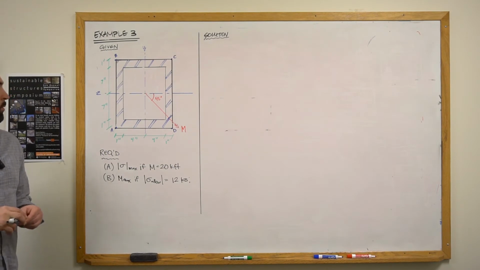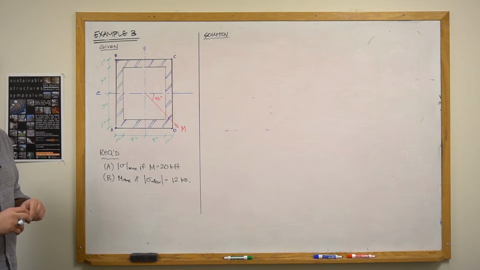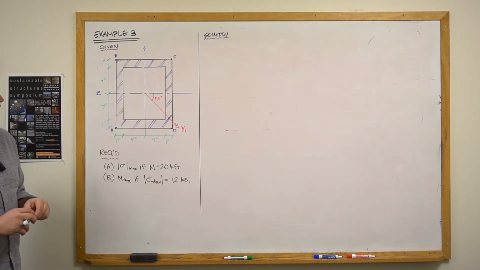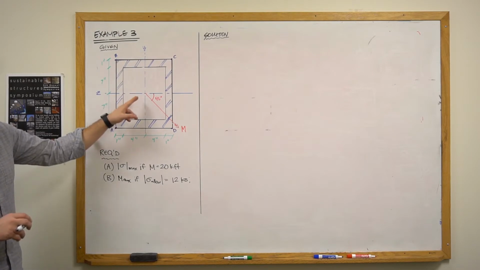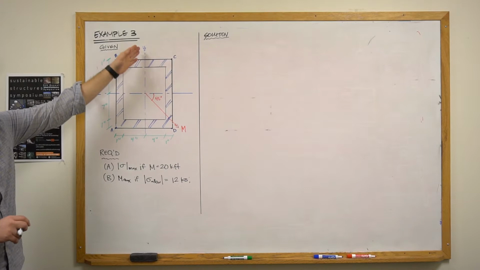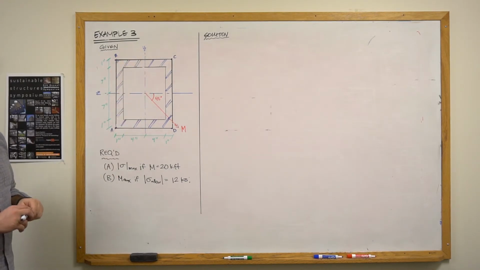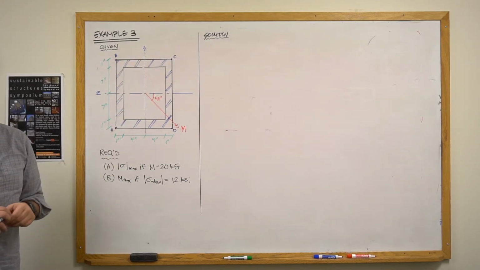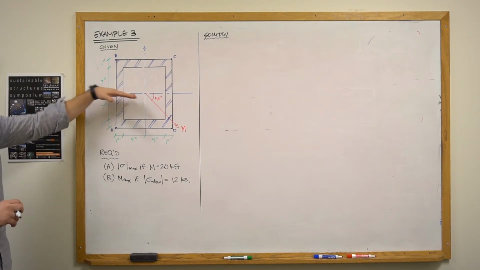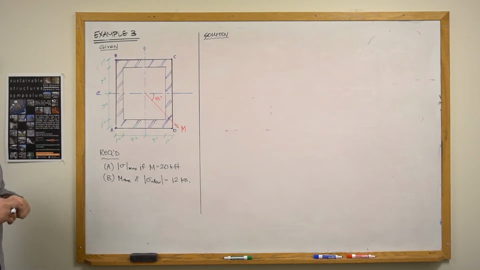So example 3 here, we've got a box cross-section that's subjected to a bending moment. The bending moment has components parallel to the z-axis, and it has a component parallel to the y-axis as well too. So we'd call this biaxial bending, meaning that there are moments about the two orthogonal axes.